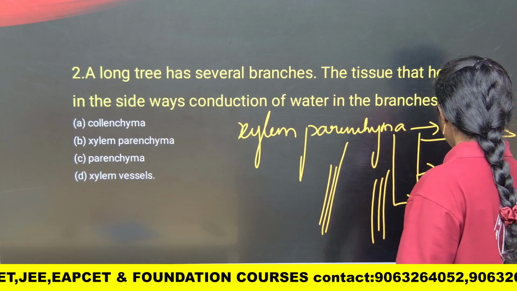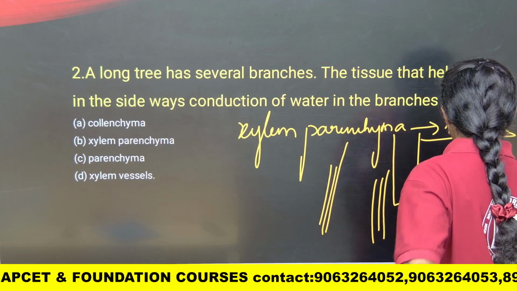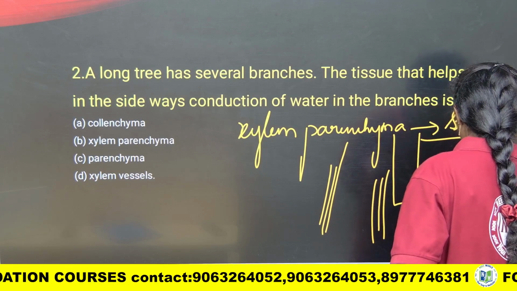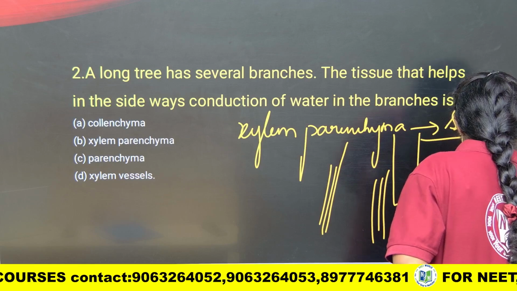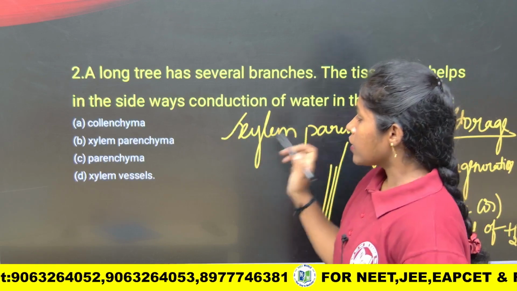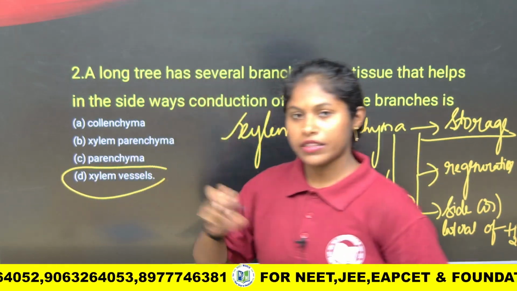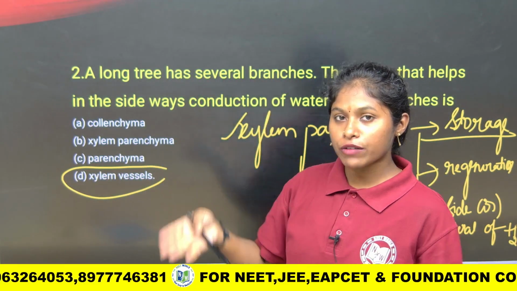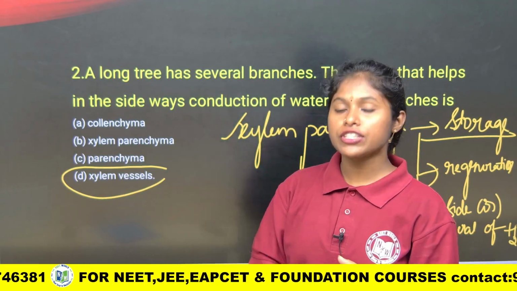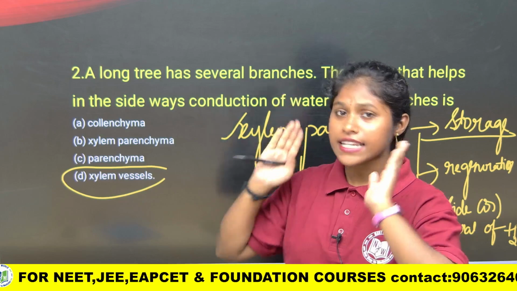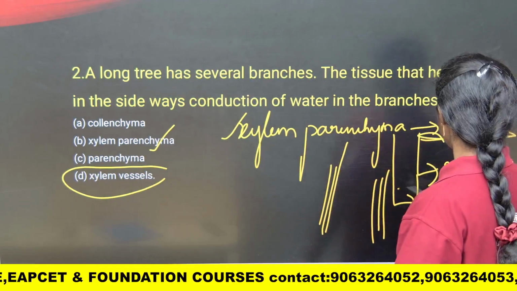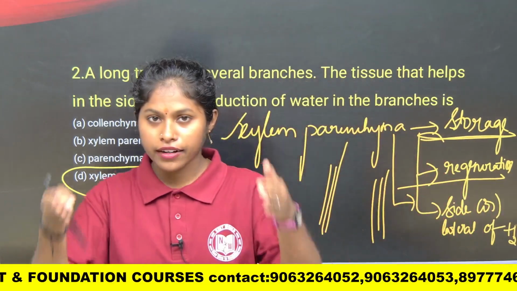So side conduction, or lateral conduction, or transportation of water happens by this xylem parenchyma. Xylem vessels are big tubes, connecting pipes, but they are not involved in the side conduction of water. The component of the xylem involved in the side conduction of water is xylem parenchyma. The main function of xylem parenchyma is storage, regeneration, and also side conduction of water.